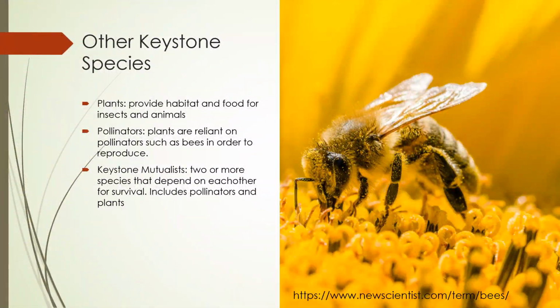Plants and pollinators can also be keystone species. Plants provide food and habitat for many insects and animals. Pollinators are responsible for the reproductive success of plants. Plants and pollinators can also be considered keystone mutualists, as they depend on each other for survival.